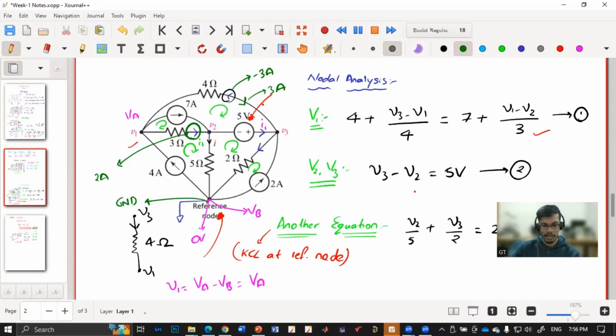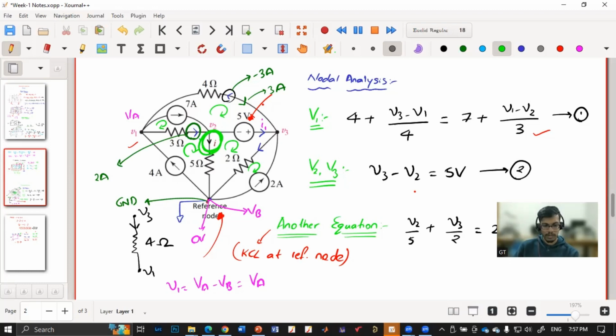But when we are solving the problem, we will not know in the beginning the direction of the current. So we'll go with some assumption, then we'll solve. If we are getting positive, then it means our assumption is right. If we are getting negative, it means that we have taken the opposite direction. But if the question itself has given such assumptions, then you are not allowed to choose the direction of the current in that branch. You have to go according to that question.